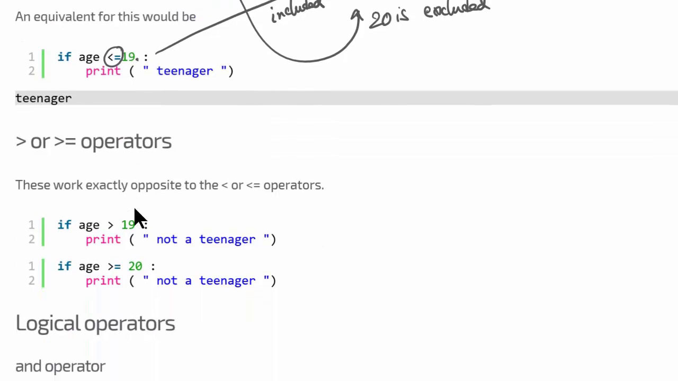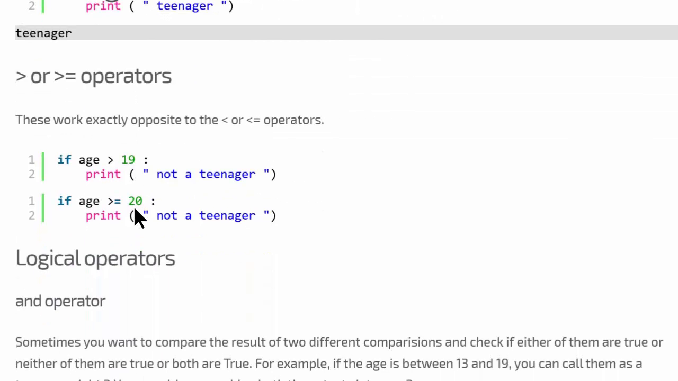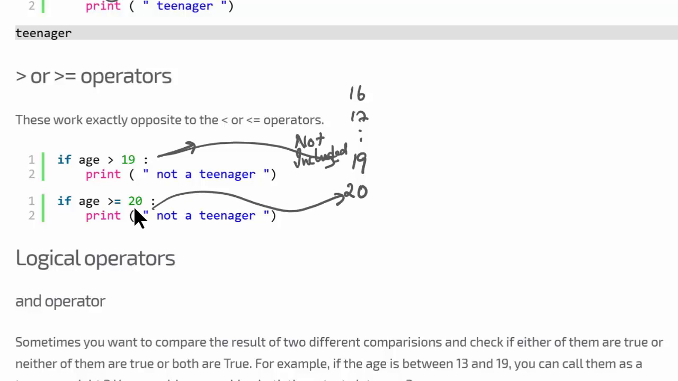And similarly, you have the greater than operator as well. For example, age greater than 19. No, he's not a teenager. Or when you say age greater than 19, if you go 16, 17, 18, 19, 20, when you say age greater than 19, 19 is not included. And if you say age greater than or equal to 20, 20 is included. So anything above 20, he's not a teenager, right? So these are two ways of saying the same thing. Anything above 19, he's not a teenager.